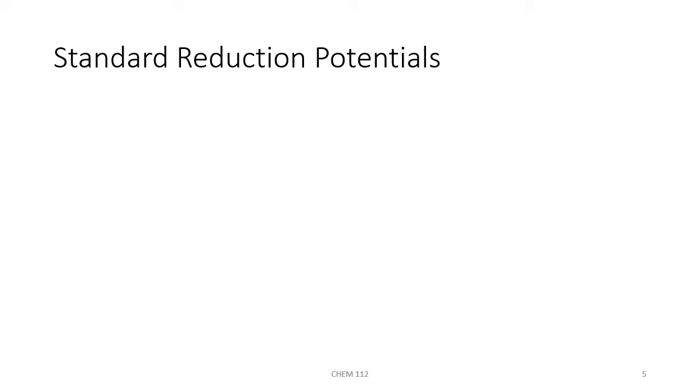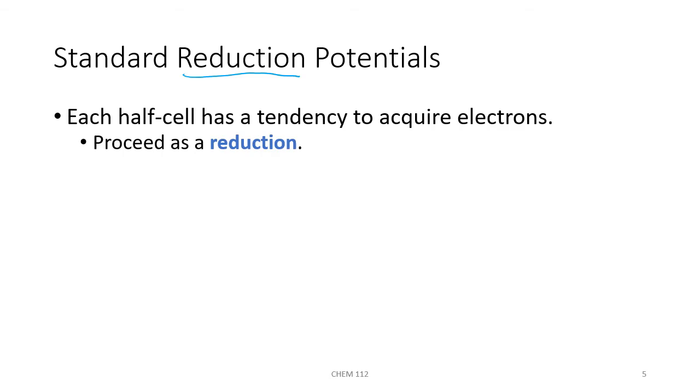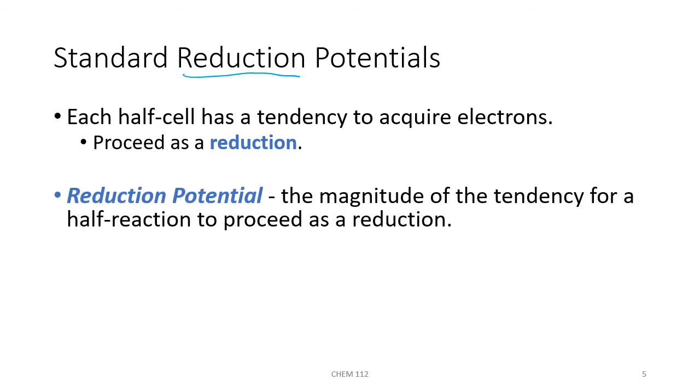So in order to talk about calculating the standard cell potential, we first need to discuss something called standard reduction potentials. Key on the word reduction here. So each half cell in a galvanic cell will have some tendency to pull electrons towards itself or acquire those electrons. In other words, if it's going to pull those electrons towards it, it's going to proceed as a reduction. And the reduction potential is essentially the magnitude for that half reaction to proceed as a reduction.